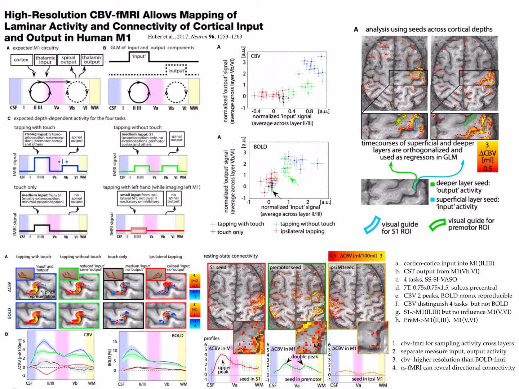And if you use the second task, that is only typing without touch, then you will see the S1 signal from layer 2, 3, the signal goes down. And if you use the third task, that is only touch, you will see there is only S1 signal, but without output signal from layer 5, 6.